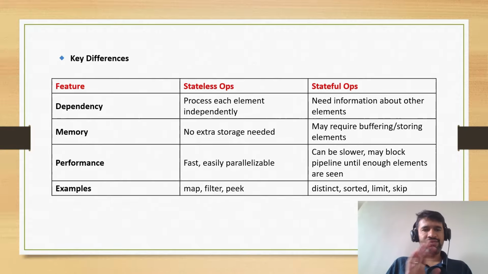So the key differences are dependency on other elements. In case of stateless, it will not depend on other element execution. Stateful, it will. Stateless needs no extra memory. Stateful requires extra memory, a buffer, etc. Performance-wise, stateless is faster, stateful is slower. Examples are given here. I just want to show a simple execution of an example. After that, we'll move on to the next question.